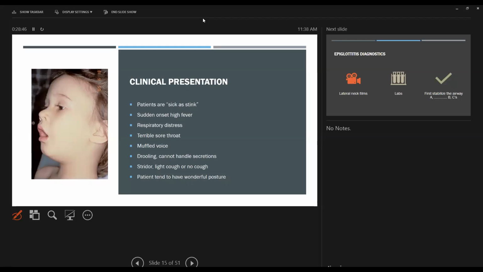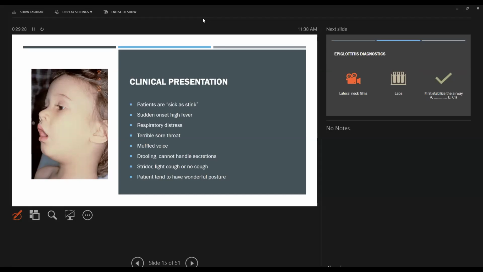So the clinical presentation of epiglottitis, these children are sick as stink. Okay, look at this kid. That is respiratory distress. Look at the posture. So sudden onset of high fever, they're going to be in respiratory distress. There's probably going to be an inspiratory and expiratory stridor. They're going to have a terrible sore throat and a very muffled voice, okay? That epiglottis is thick. It is inflamed. They cannot move anything past it. There may be drooling, okay? There's not often a time that you see a patient drooling, tripoding, or sitting up with such good posture.